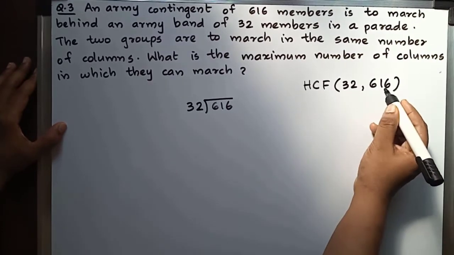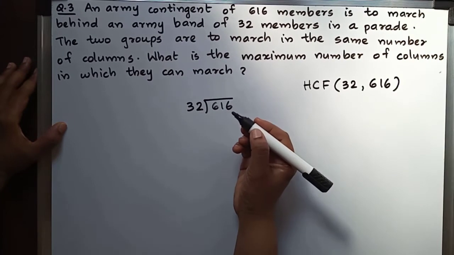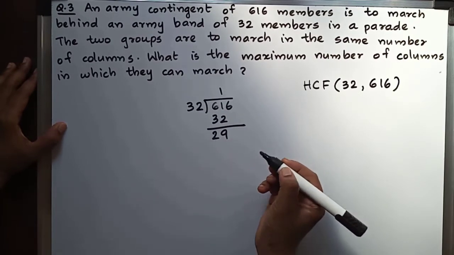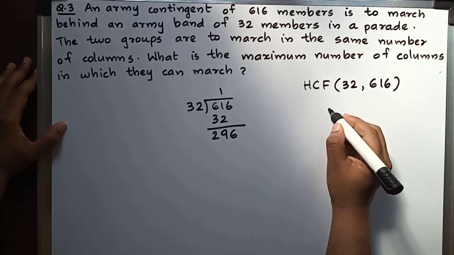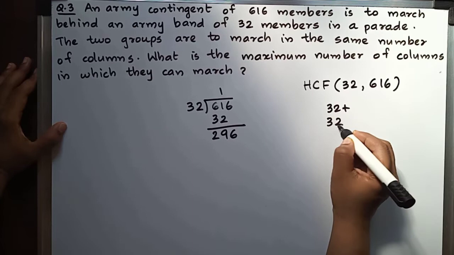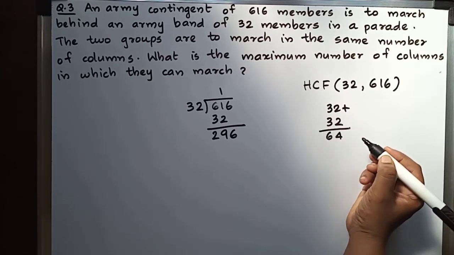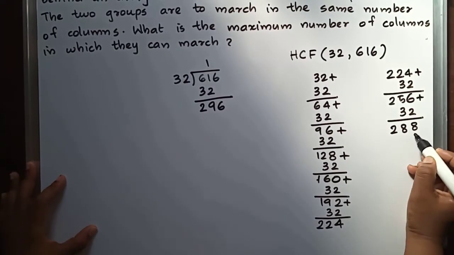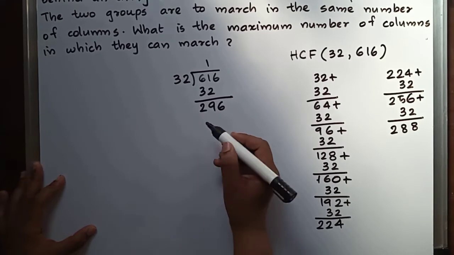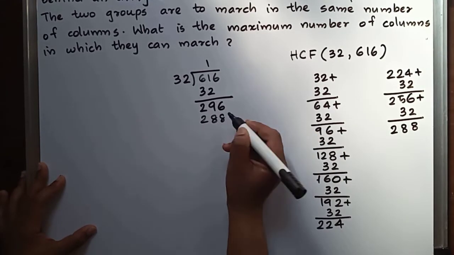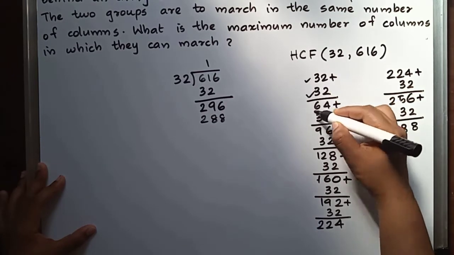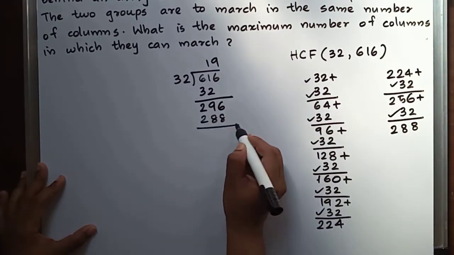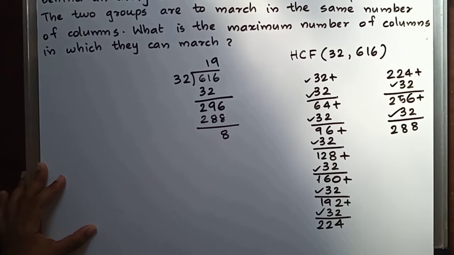616 when divided by 32. Here 1, 32, 9, 2. Then 6. 32 plus 32, 64. We are going to add it continuously. By adding 32 continuously, I reached 288, which is very close to 296. So we can take 288 here. How many 32s? 1, 2, 3, 4, 5, 6, 7, 8, 9. So 9 times. Here the remainder is 8.